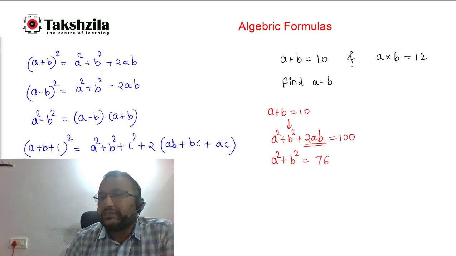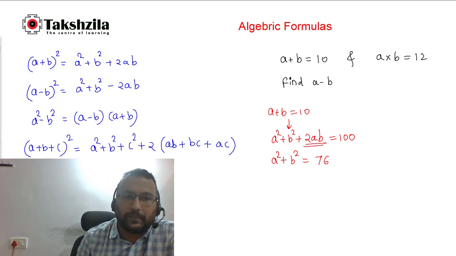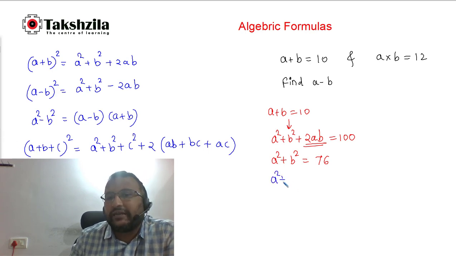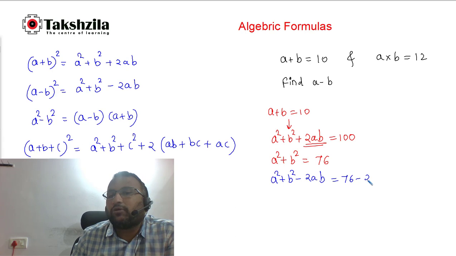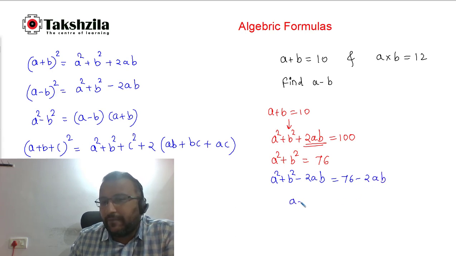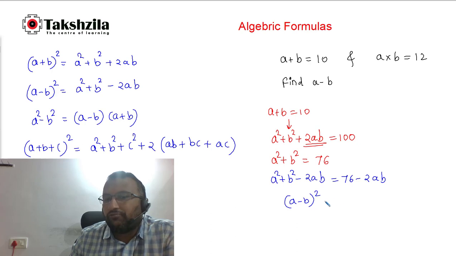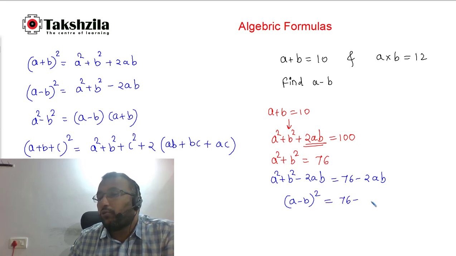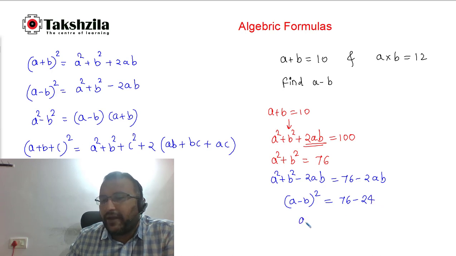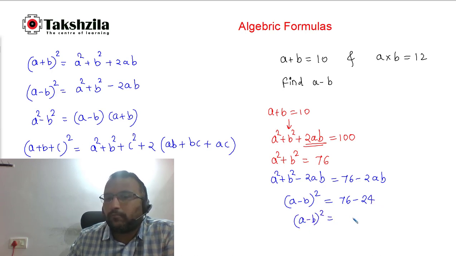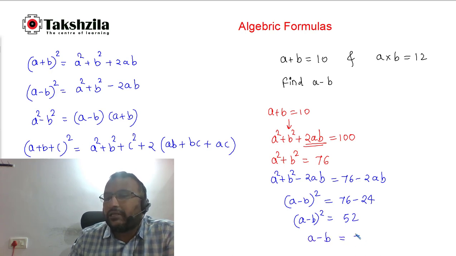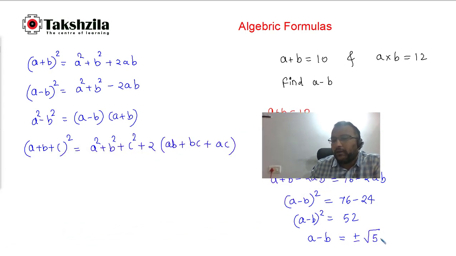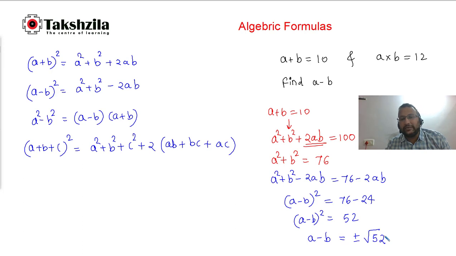Now what we will do is, let's subtract 2ab from both sides, which gives a square plus b square equal to 76. Now subtracting 2ab again, this is nothing but (a minus b) whole square, which is equal to 76 minus 2 into 12, that is 24. And the subtraction is nothing but 52. So from this we can say that the value of a minus b is nothing but plus minus under root 52. This is how we can find the value of a minus b in this case, if we know these formulas.